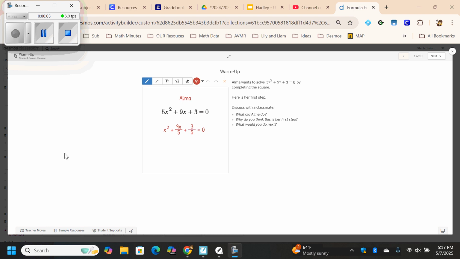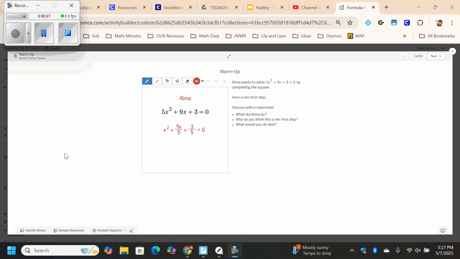Okay, this time it says Ava wants to solve 5x squared plus 9x plus 3 equals 0 by completing the square. Here is her first step. Discuss with a classmate, what did Ava do? So the first thing that she did is she divided everything by 5 to get it into a form that she can complete the square of, because she wanted to get the a to be 1.